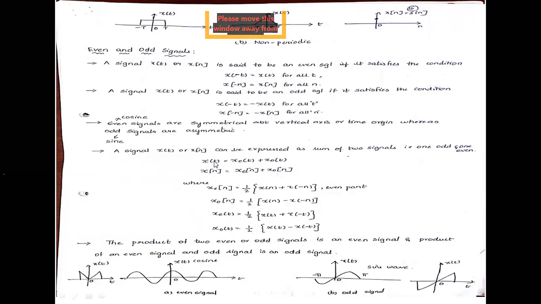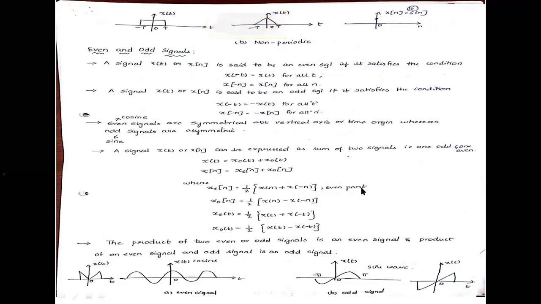Substituting the minus here, x of minus t is xe of minus t plus xo of minus t. What is xe of minus t? It is xe of t. So x of minus t is xe of t minus xo of t. So taking these two functions, you can add them and you'll get the even part, and you can subtract them and you'll get the odd part. So the even part value is 1 by 2 of x of n plus x of minus n, and the odd part is 1 by 2 of x of n minus x of minus n.